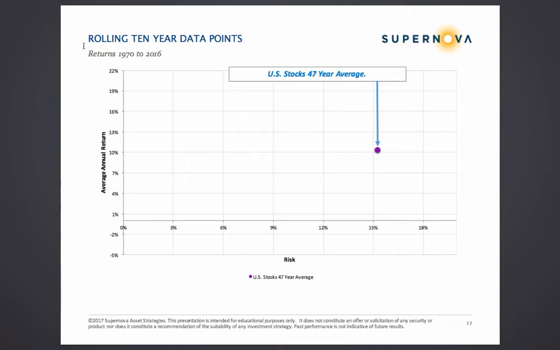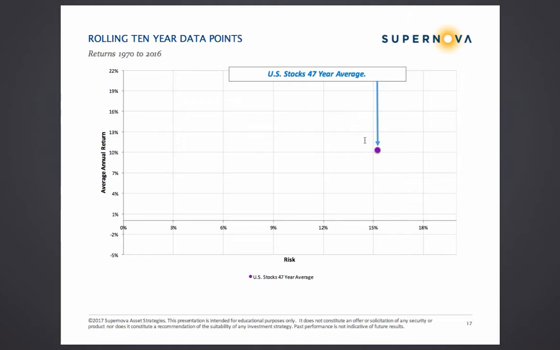So let's look at rolling 10-year data points. What does that mean? If we start in 1970, the first 10-year period is 1970 to 1979. The second 10-year period is 1971 to 1980. Then we go to 1972 to 81, etc., etc.